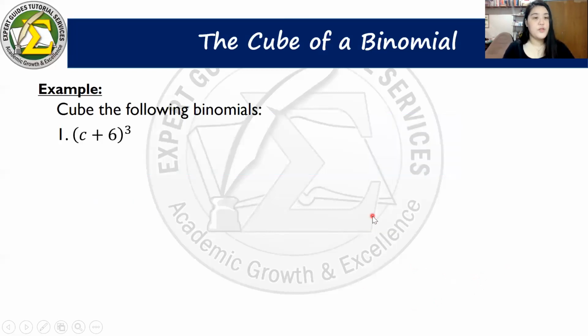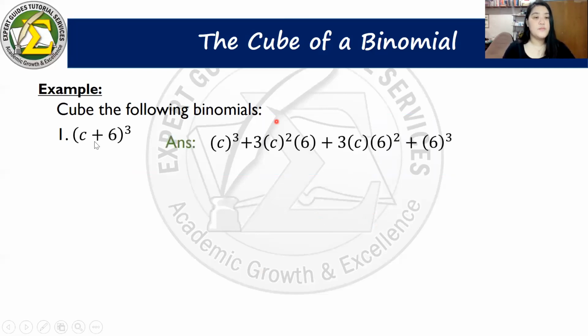So for example, this one, we have to cube c plus 6, or quantity c plus 6 cubed. So what are we going to do? Cube first the first term. So we have c cubed, and then multiply 3, and then the square of the first term, so si first term muna ang ating isa-square, and then si last term. So we have 3c squared 6. And then titignan naman natin si last term naman ang ating isa-square. So therefore, we have 3c6 squared, which is this one. And then we have to cube the last term, which is 6.